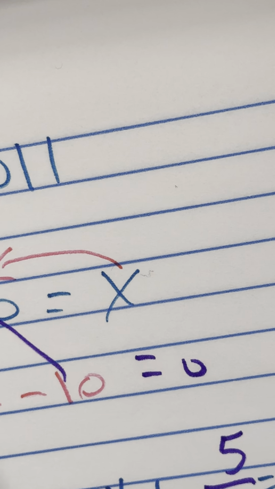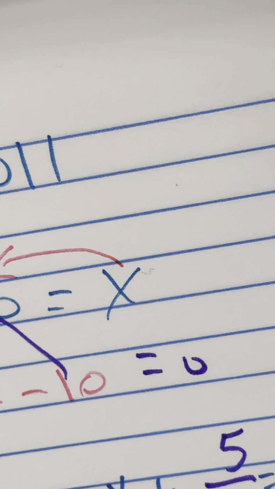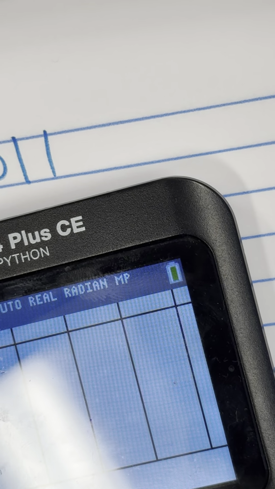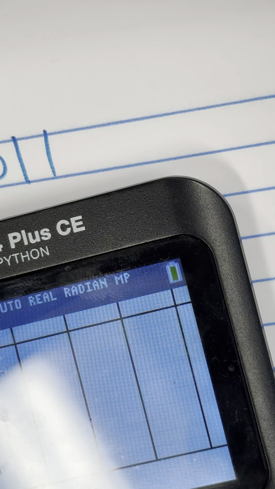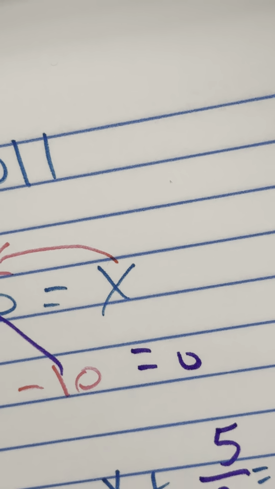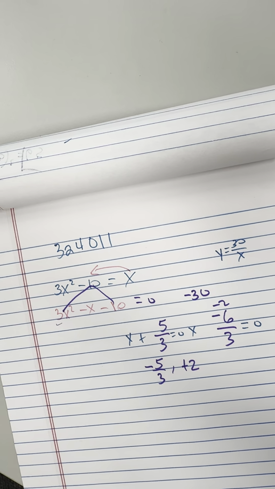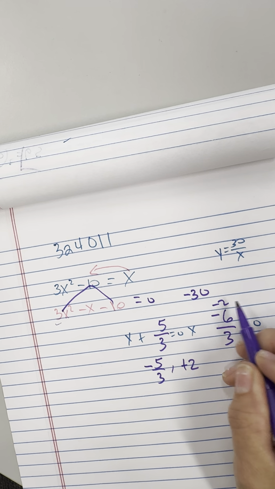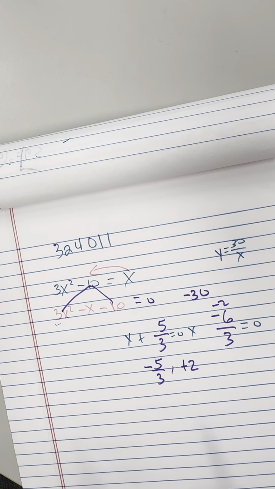And then the 5/3, so I can go to my table set, and I can change it to ask. Now my table is blank, so I can put my 2 and negative 5/3, and I get my y is 0, and that's what we're looking for. Sorry about that, let me unzoom it. So I have x minus 2 equals 0, so the opposite of negative 2 is a positive 2, so that's my solution.